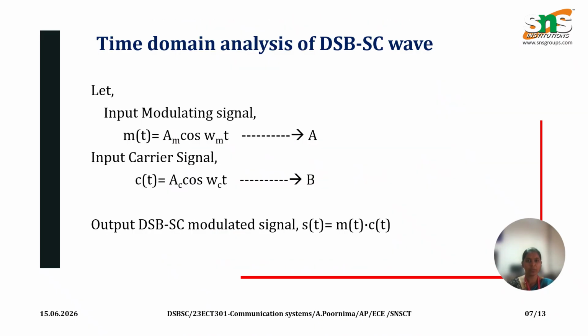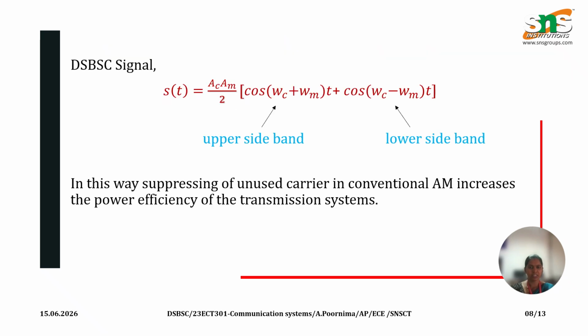And we'll see the time domain analysis of the DSBSC wave. Let us consider two inputs: one is the modulating signal and another one is the carrier signal. The modulating signal m(t) is represented as Am cos omega_m t, a cosine wave, and it's of low frequency. The next one is the carrier signal c(t) = Ac cos omega_c t. Here omega_c is always greater than omega_m, so that modulation is possible. The DSBSC modulated signal s(t) simply follows the product of m(t) and c(t) and results in the DSBSC signal as follows.